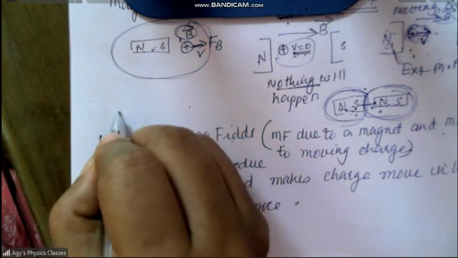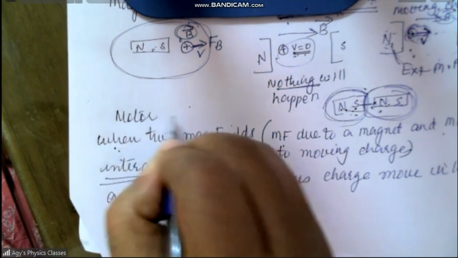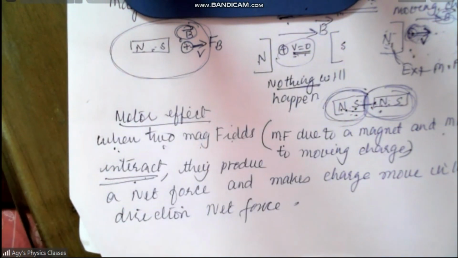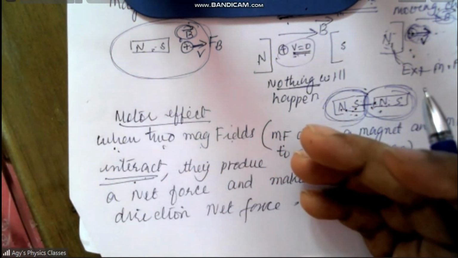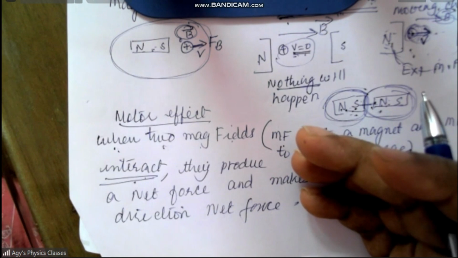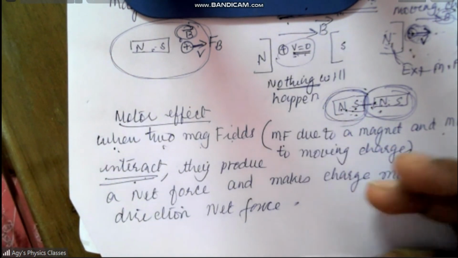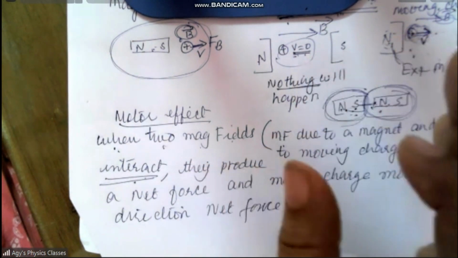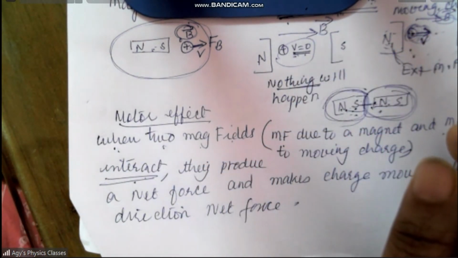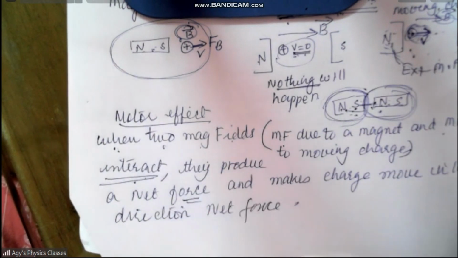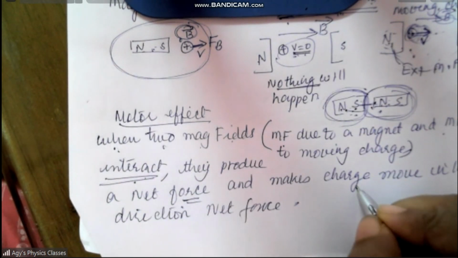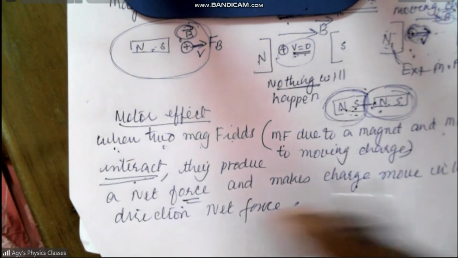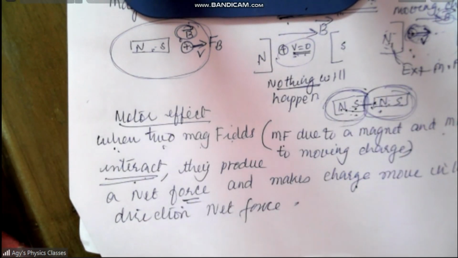Okay, this is motor effect. Motor effect principle. Somehow if you create two magnetic fields, and if you place them closer so that the two fields can interact, they will produce a net force. That force will make that charge or wire or whatever it is move in the direction of the net force.